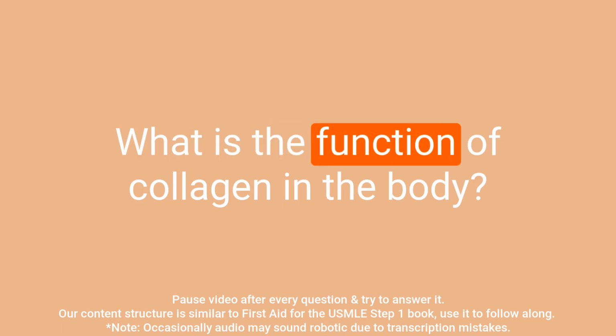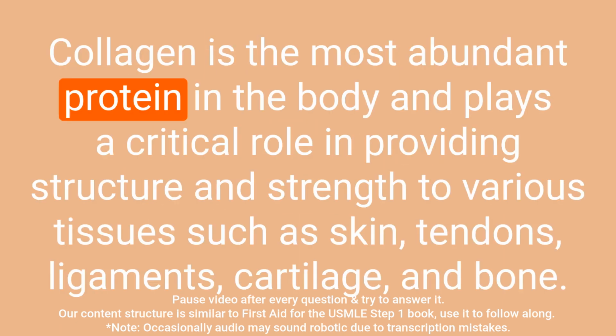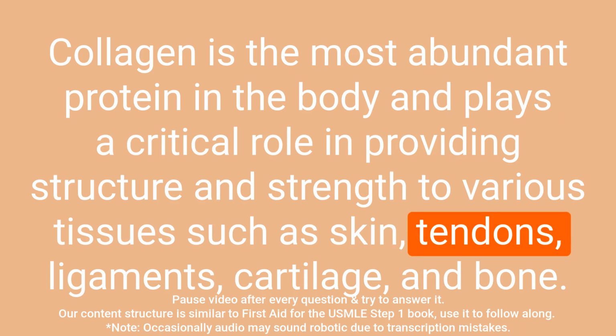Question: What is the function of collagen in the body? Answer: Collagen is the most abundant protein in the body and plays a critical role in providing structure and strength to various tissues such as skin, tendons, ligaments, cartilage, and bone.